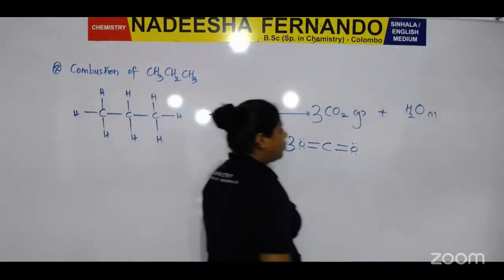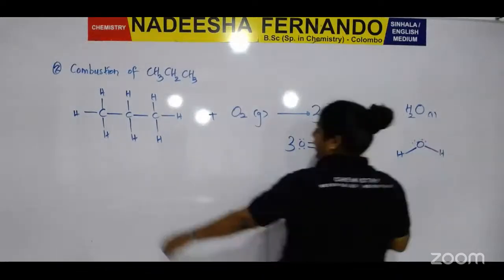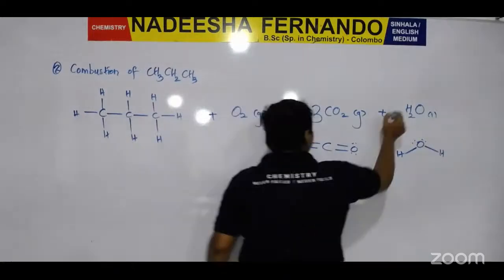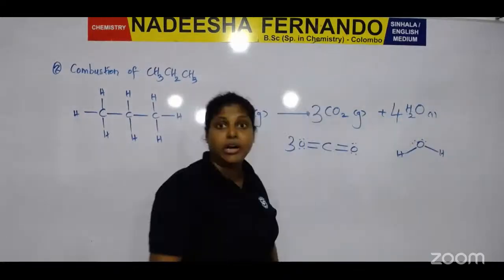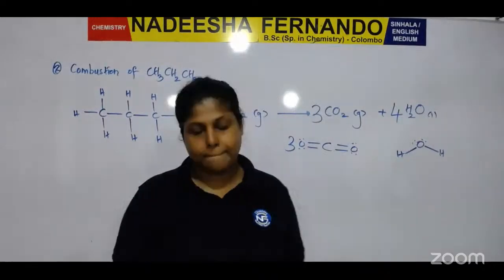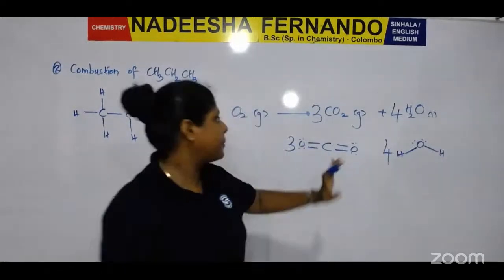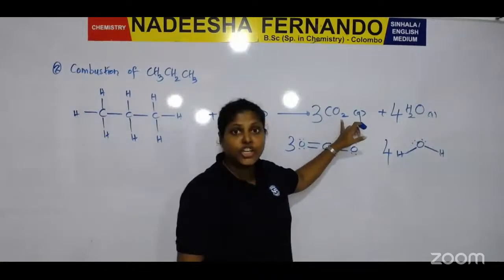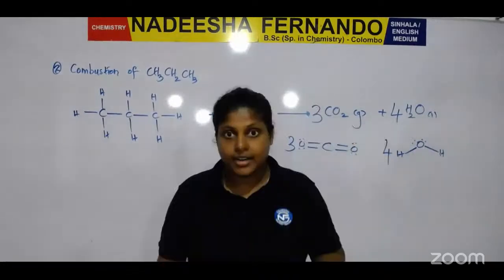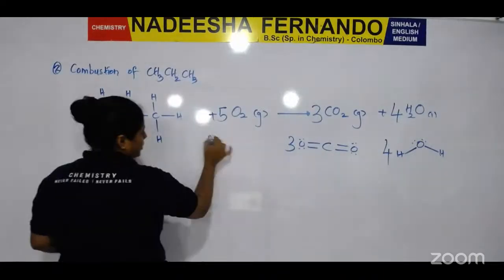Water, H2O like this. And hydrogen: 1, 2, 3, 4, 5, 6, 7, 8. Therefore, you need to multiply water by 4 to obtain the same number of hydrogens on the product side. So we have 4 H2O. Total oxygen on the product side: 3 times 2 is 6, plus 4 is 10. Therefore, you need to multiply O2 by 5 to obtain 10.